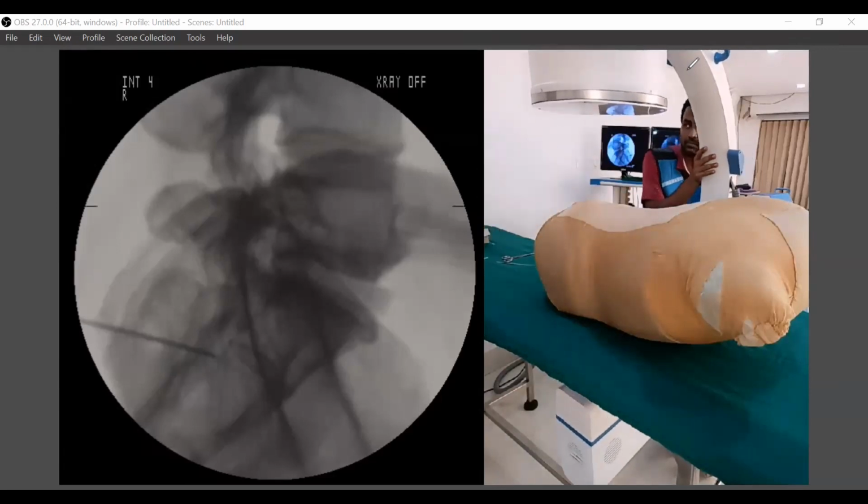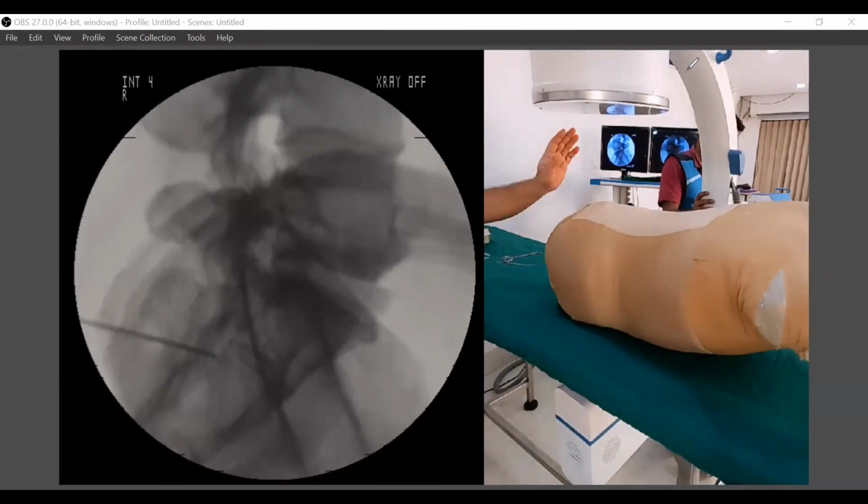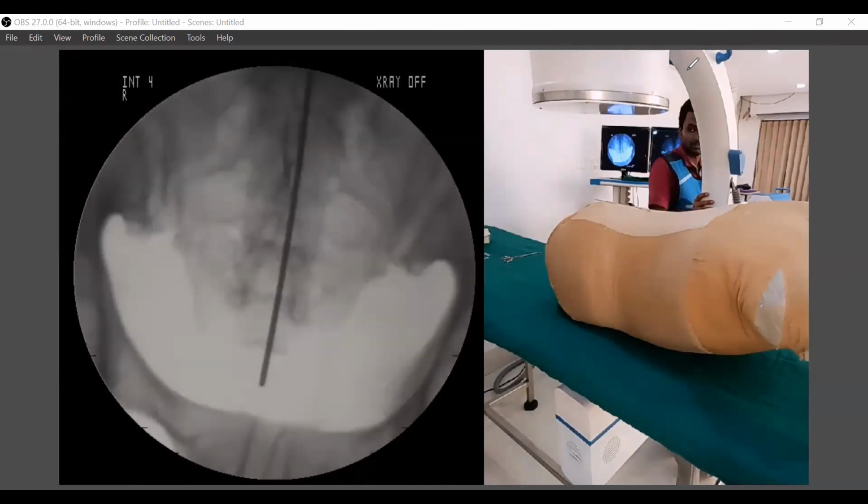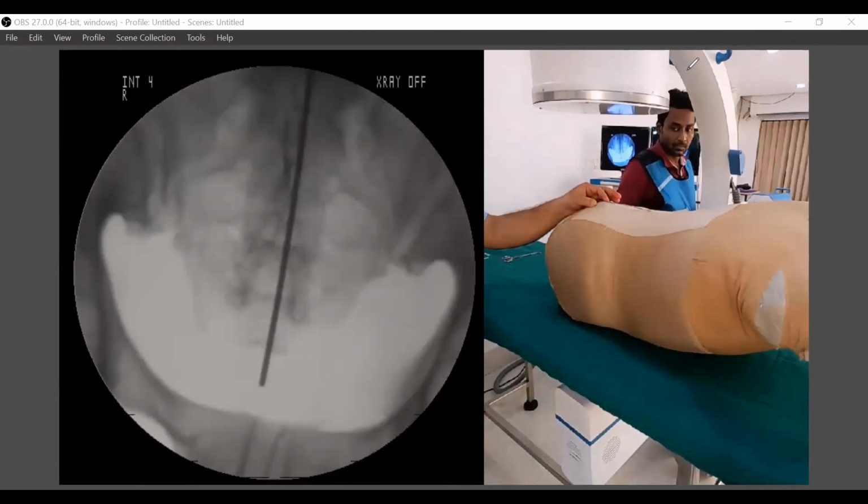I will show you the caudal epidural now. So for caudal epidural, from the first starting point, I just want to see the midline. My needle has to be in the midline. So that's what I just want to see, whether I am in the midline or not. So this marker is in the midline.